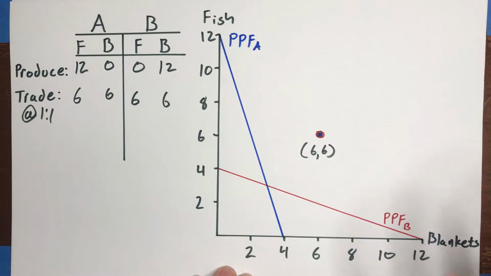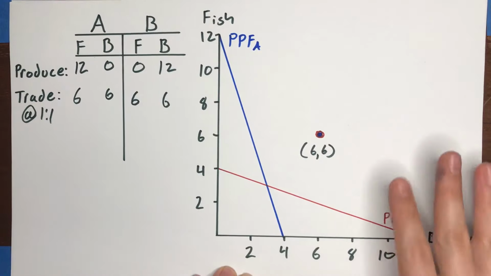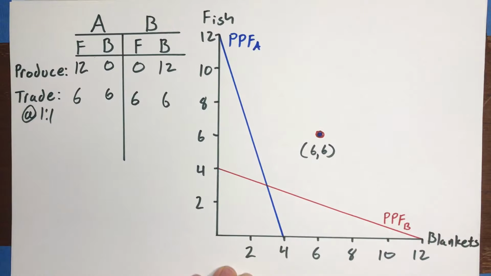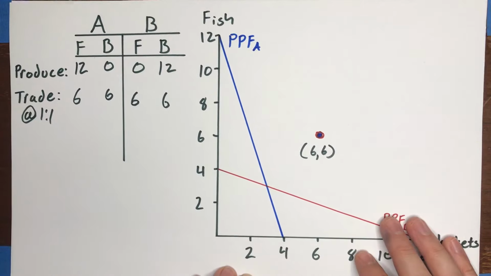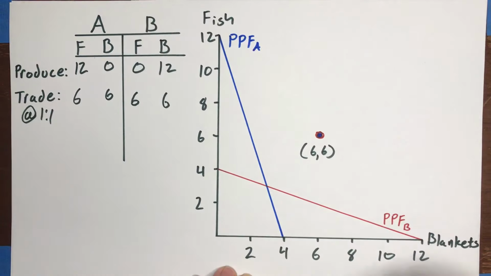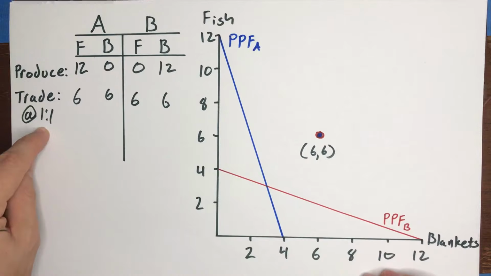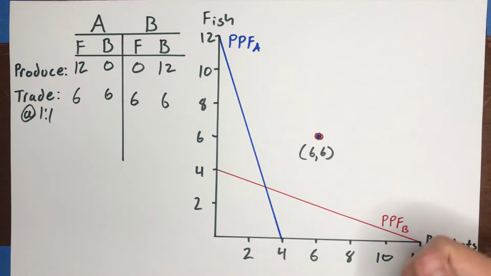All right, so that's it for this video. I just wanted to illustrate that with specialization and trade, both parties can get more than they could have produced on their own. In the next video, we're going to think about what would happen if you tweak this price ratio around. Okay, if you charge more blankets per fish, for example, or vice versa.